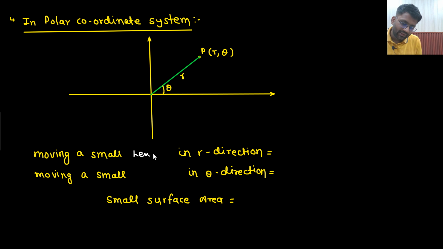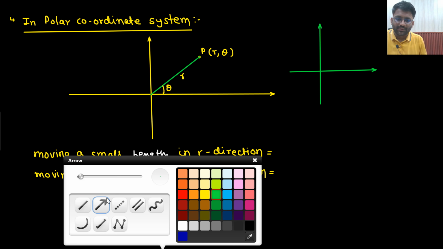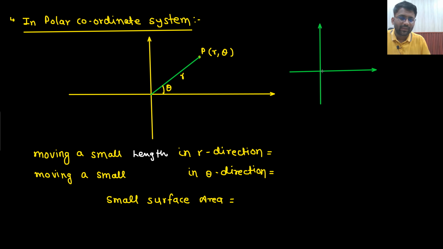Moving a small length in the r direction. So what will be that length? Let's make a small coordinate system here. I am already at this point, which is at distance r and angle theta. Now I want to reach a point which is r plus dr, and the angle is theta only. I am only walking in the direction of r.